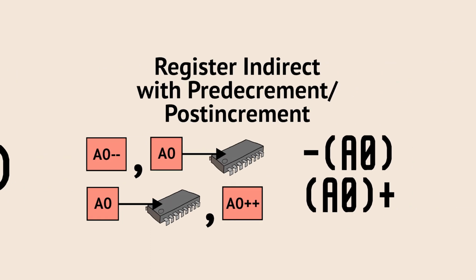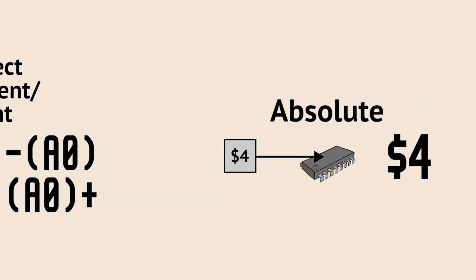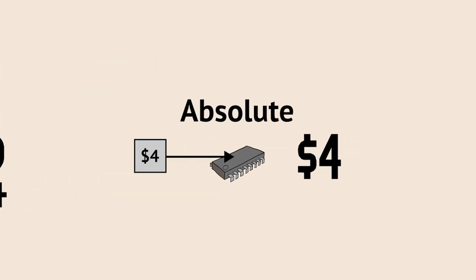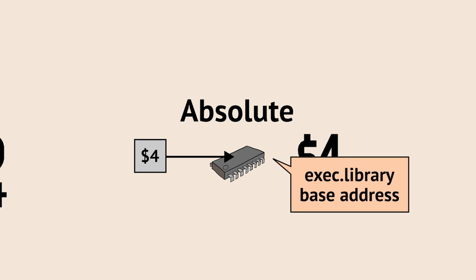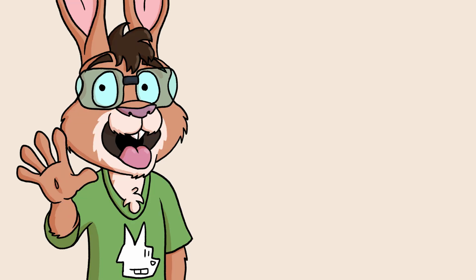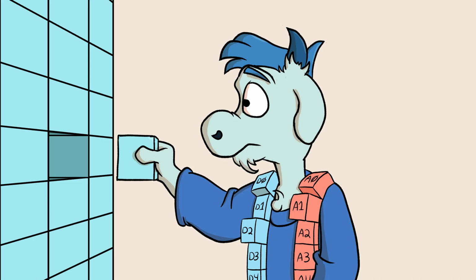You can increment or decrement the address in a register when accessing the memory. You can even use a raw number that points to a part in memory to read. You do this a lot when working with the exec library. There's some other modes, but we're not using them in this program, so we'll maybe get to them in a future video. You also need to tell the 68000 how to move data around in memory.